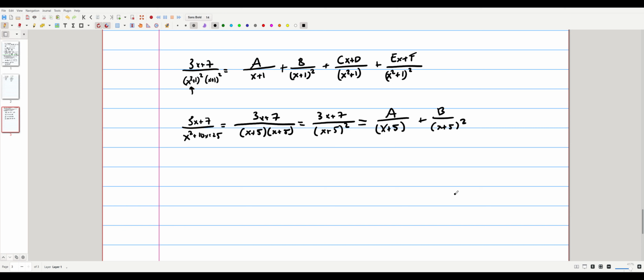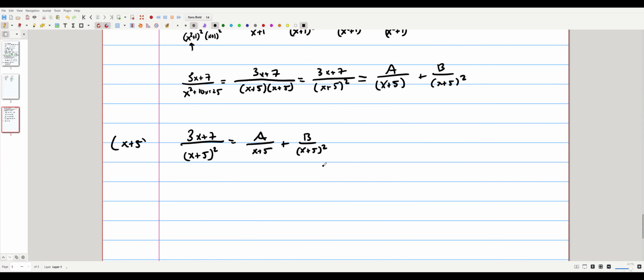Okay, so let's complete this one and figure out what a and b are. Just to show another example, we have 3x plus 7 over x plus 5 squared is equal to a over x plus 5 plus b over x plus 5 squared. We multiply both sides by the LCD, which is just x plus 5 squared. The numerator and the denominator cancel on the left, leaving us with 3x plus 7. This will always happen. Here we have to distribute. The first x plus 5 will cancel with the denominator, and the second one will multiply a, and we'll get ax plus 5a.